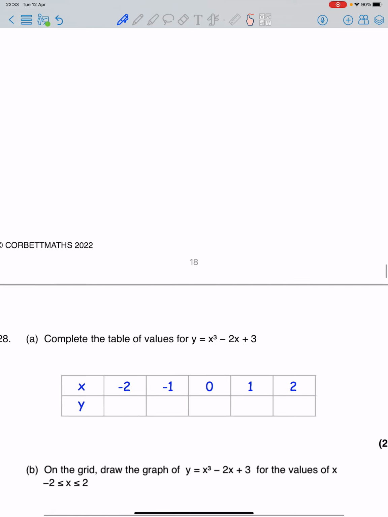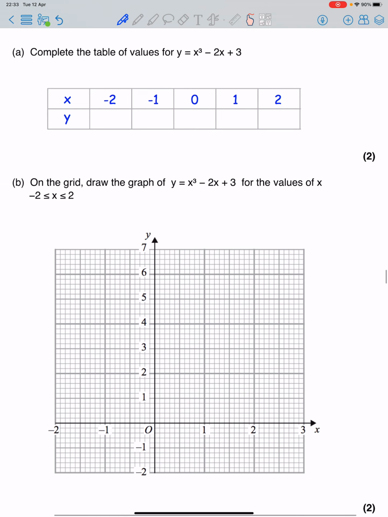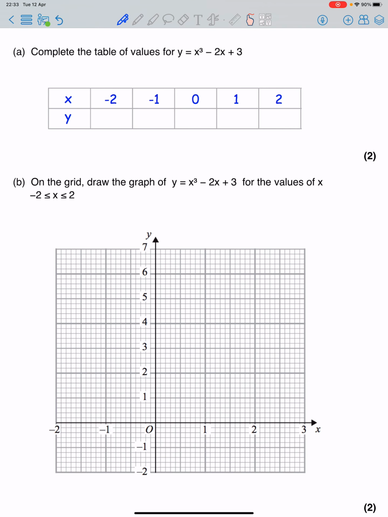Okay. Next question, complete the table of values for y equals x cubed minus 2x plus 3. So when x equals minus 2, y is equal to minus 2 cubed minus 2 lots of minus 2 plus 3. Let's be careful with those negatives. Minus 2 cubed is minus 8, and then we've got plus 4, then plus 3. And that's going to give us minus 1 overall.